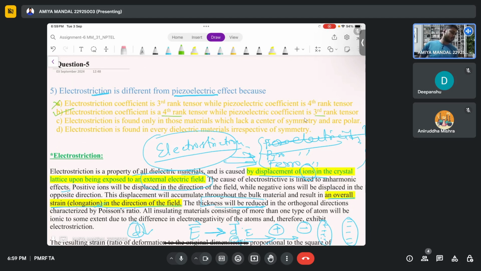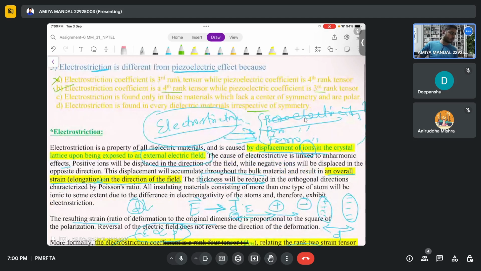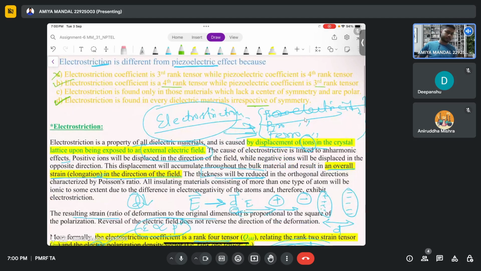Electrostriction is found only in those materials which lack a center of symmetry and are polar? No. There is no restriction; it is found in all materials, in every direction, irrespective of symmetry. So in every dielectric material, irrespective of symmetry, you can find it.